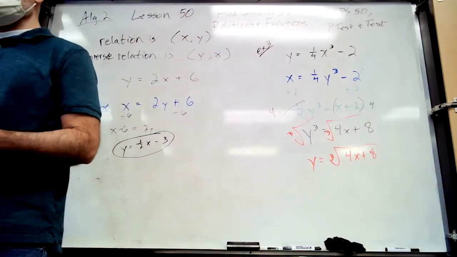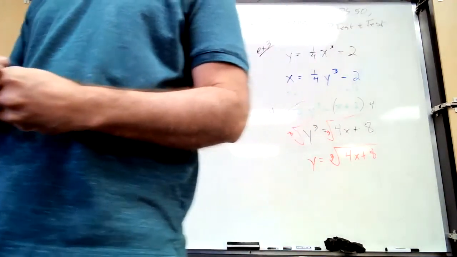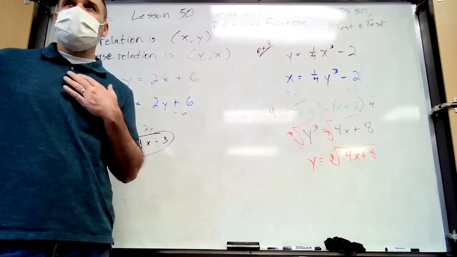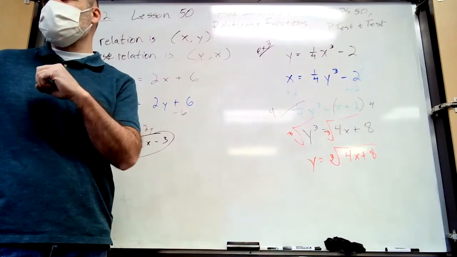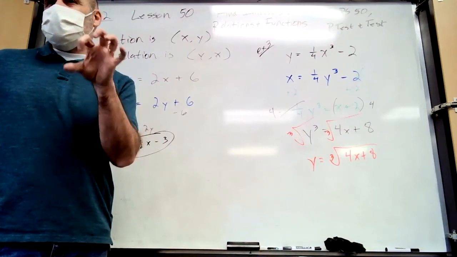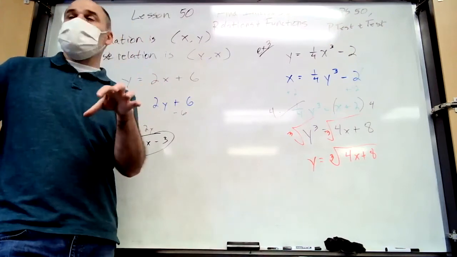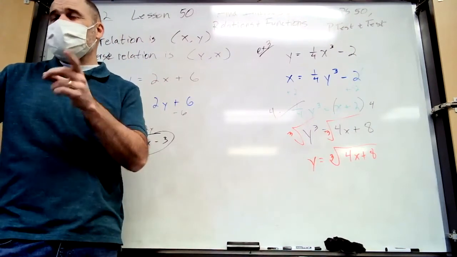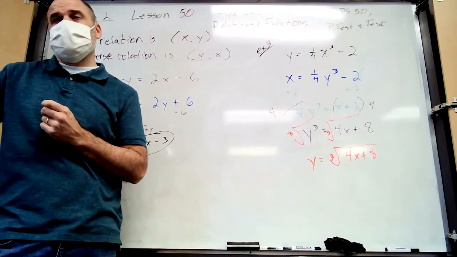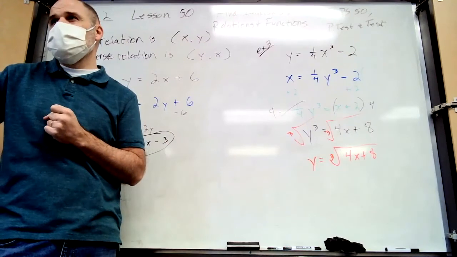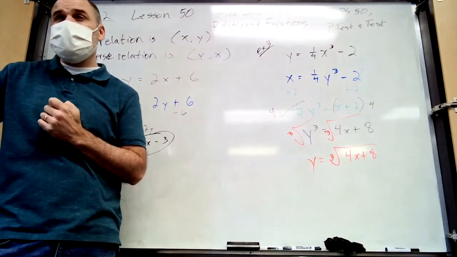Sometimes there have to be restrictions to a domain, especially when you find the inverse of a quadratic equation. You're going to have y equals the square root of something. What can't you take the square root of? You can take the square root of 0. The square root of 0 is 0. A negative number.